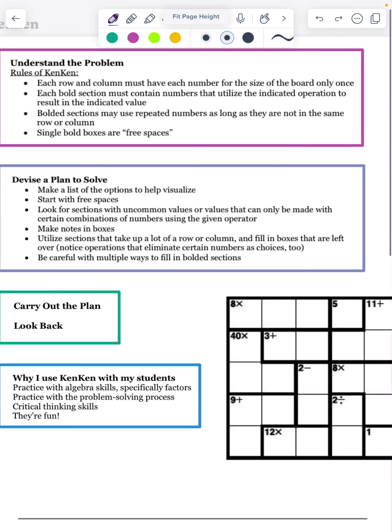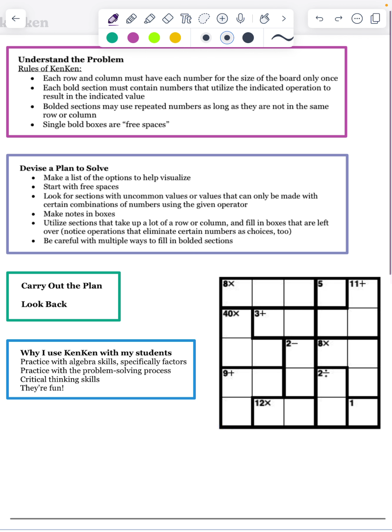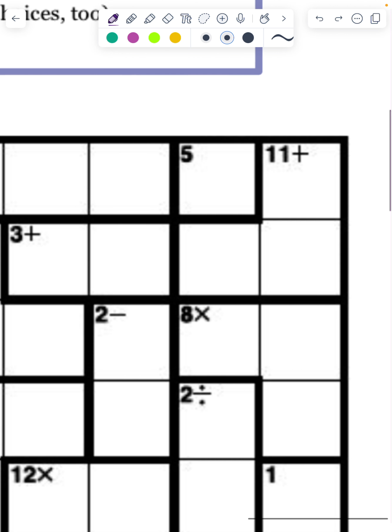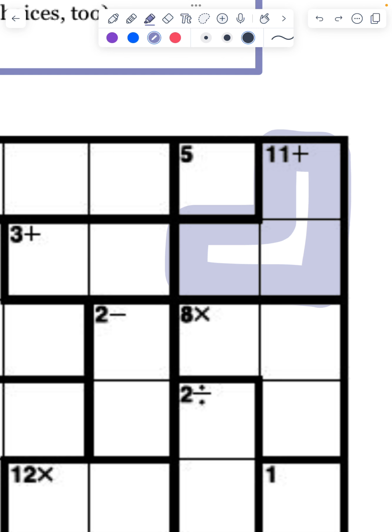Another rule is that each bolded section must contain the numbers that utilize the indicated operation to result in the indicated value. So for example, in this section here, this section says 11 plus. So those three numbers need to add up to 11.